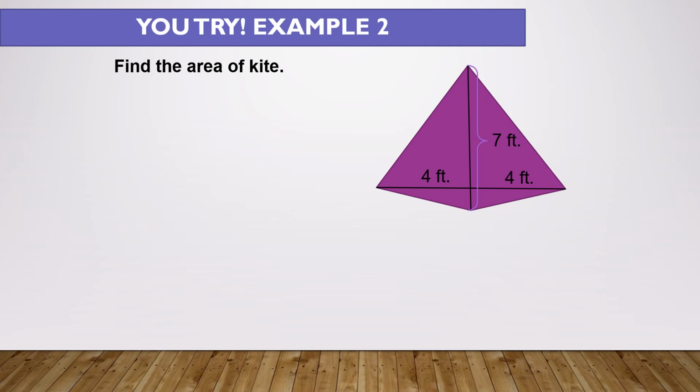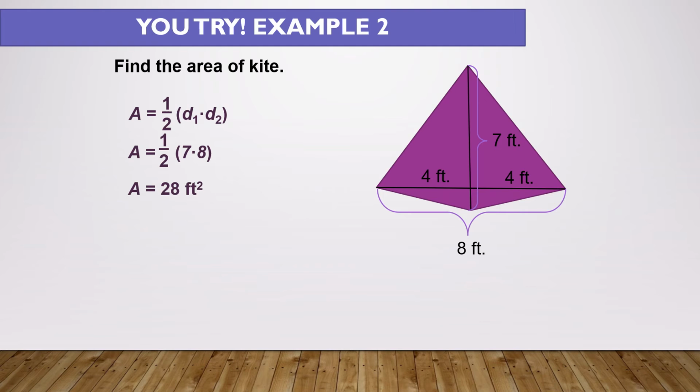You guys can try this one if you want to pause it or just follow along. So my one diagonal is already written on there for you. It's 7 feet. The other one has 4 feet and 4 feet. So I need to add those two together to make 8 feet. We are going to just plug it into our formula. We have 1/2 times 7 times 8, which would be 28 feet squared.